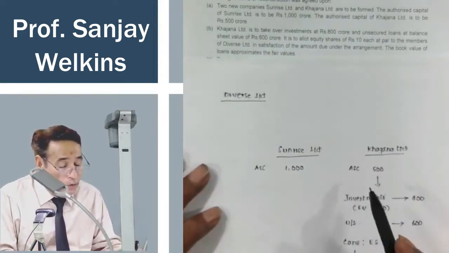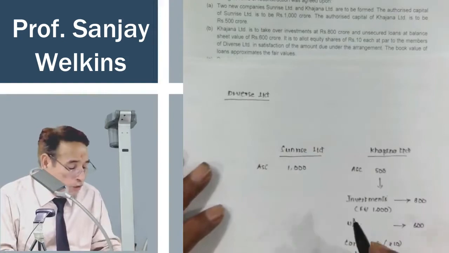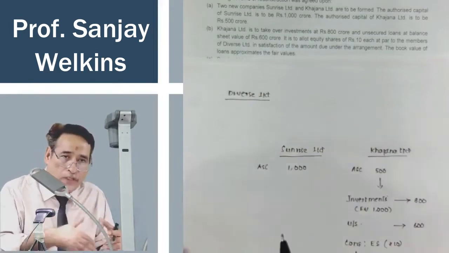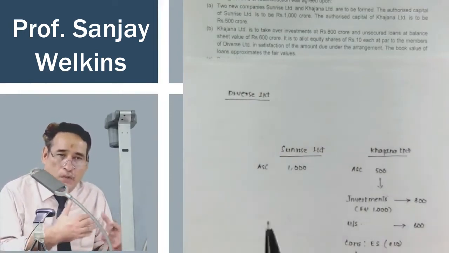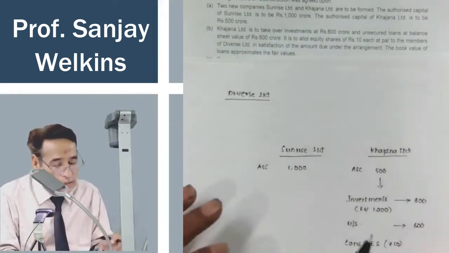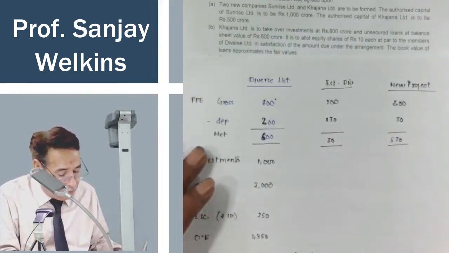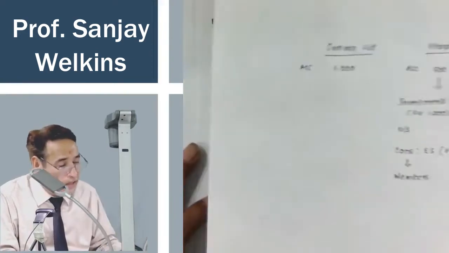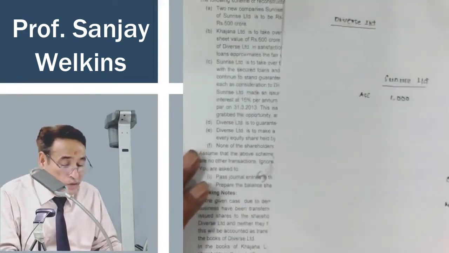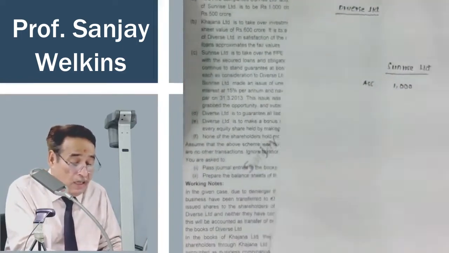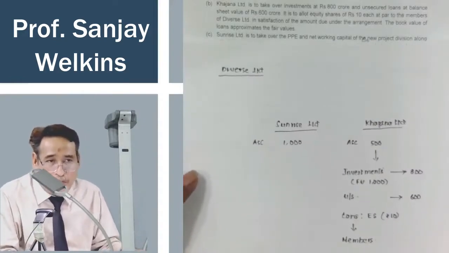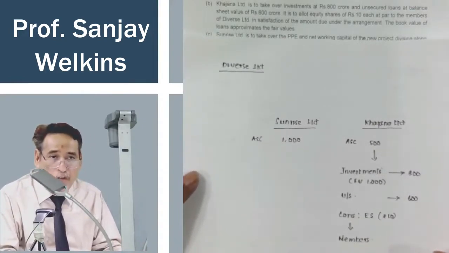The book value of loans approximates the fair value. Further, the question states that whatever value of loan is written in the balance sheet approximates the fair value, meaning actually that is almost equal to the fair value. Put in other words, whatever the value of secured loan is given, this is also fair value. So we can safely assume that this is also fair value. We will use this when we do the entries in the books of Khajana Limited, correct? In case the case of Khajana Limited becomes a case of acquisition accounting, because in that case we may have to be concerned with the fair value.